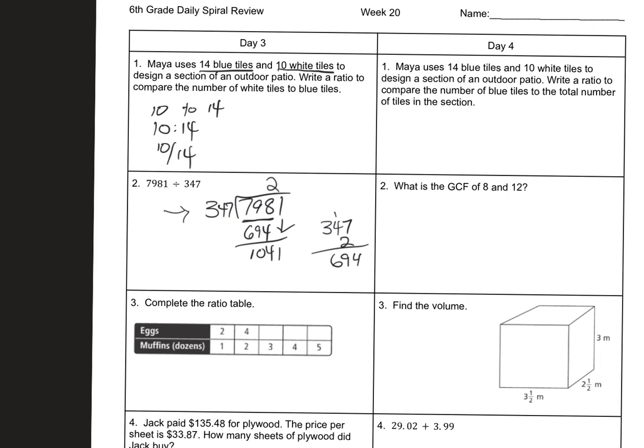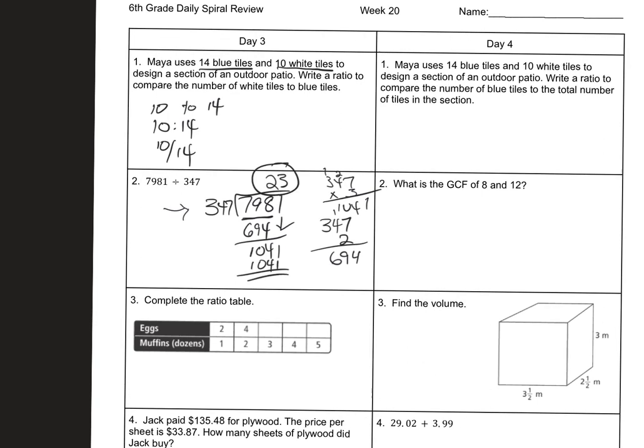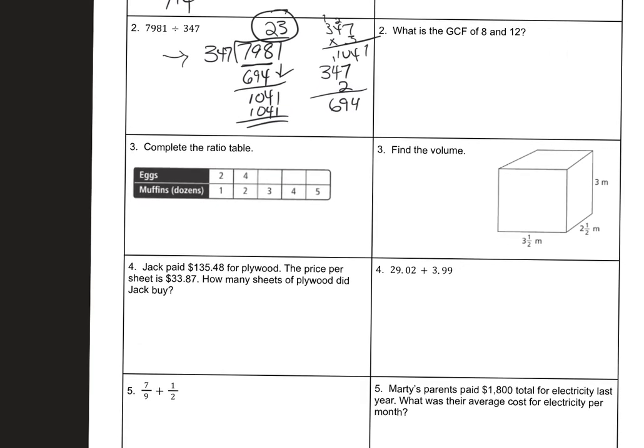Bring the 1 down. Let's see what 347 times 3 is. Looks like it's 1041, which is the same thing. So it looks like that divides out to be 23. Number 3, complete the ratio table.